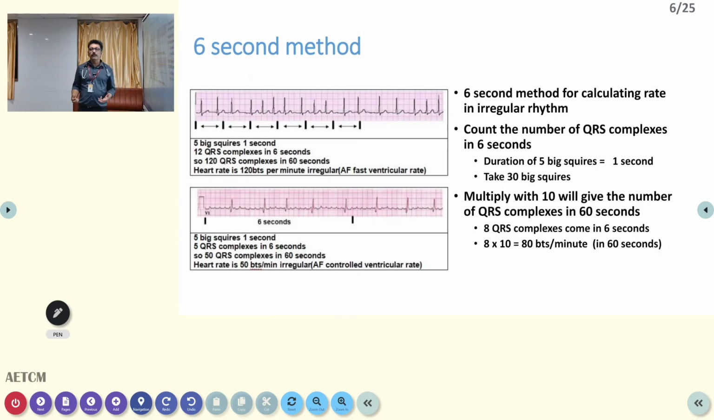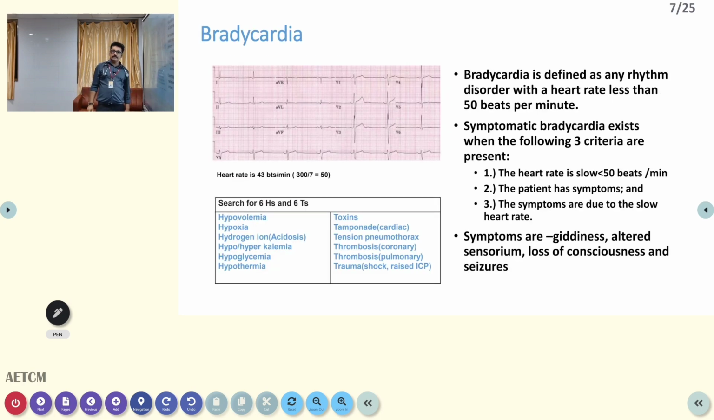If the rhythm is abnormal, you have to go for the 6-second method. I am not going into that 6-second method now, because yesterday we discussed that in detail. So this is 6 seconds: 1, 2, 3, 4, 5, 6. In that 6 seconds, 12 beats are coming. So 60 seconds will have somewhere around 120 beats. They are irregular. That's why we are using this 6-second method. So heart rate can be calculated even by this method when the rhythm is irregular.